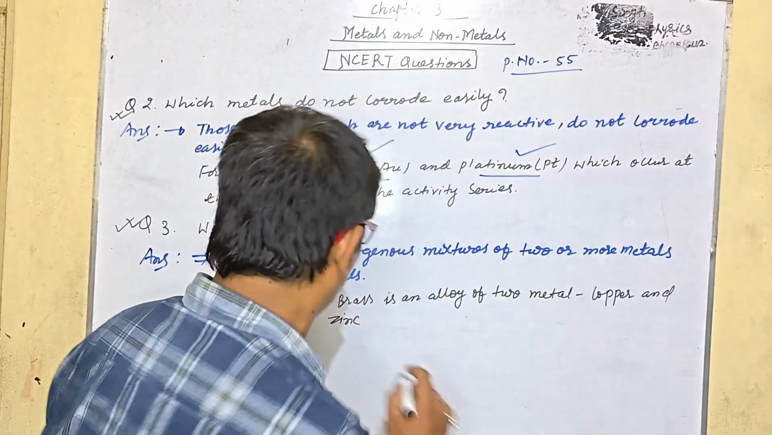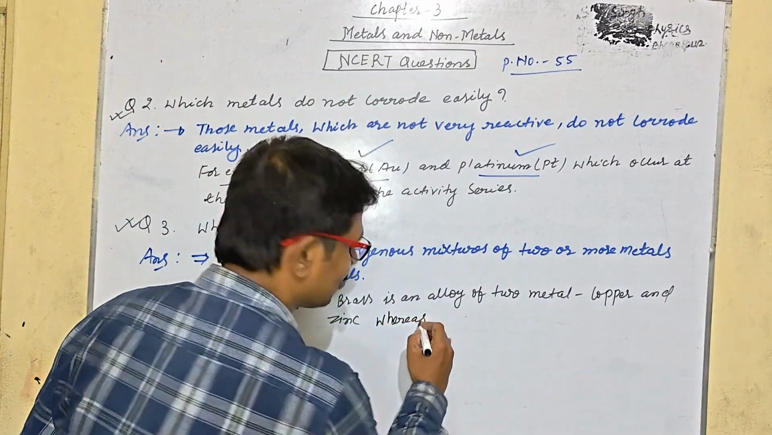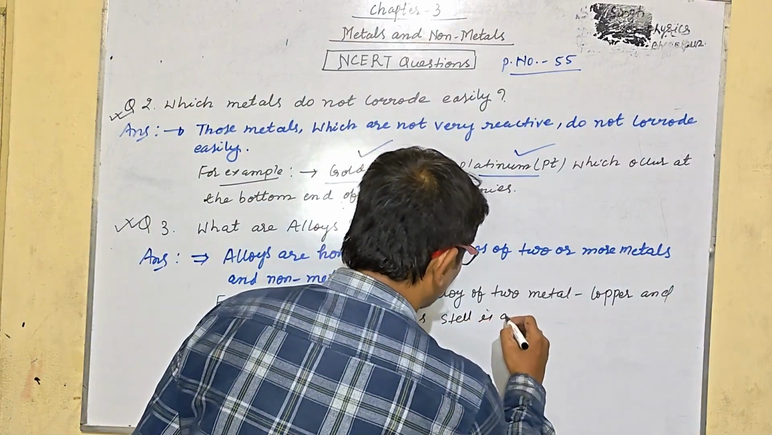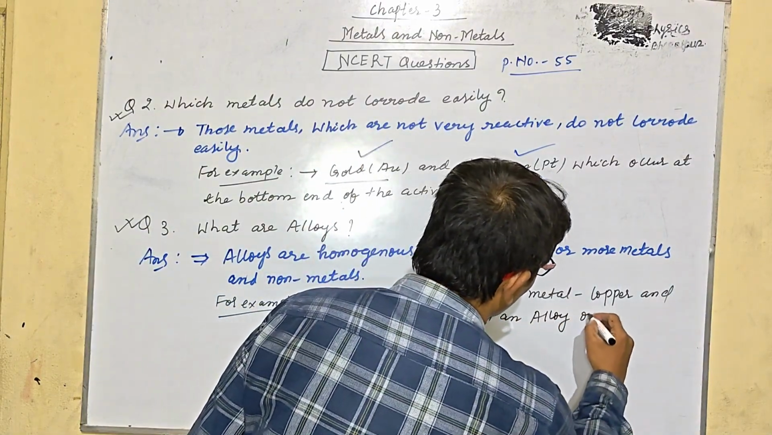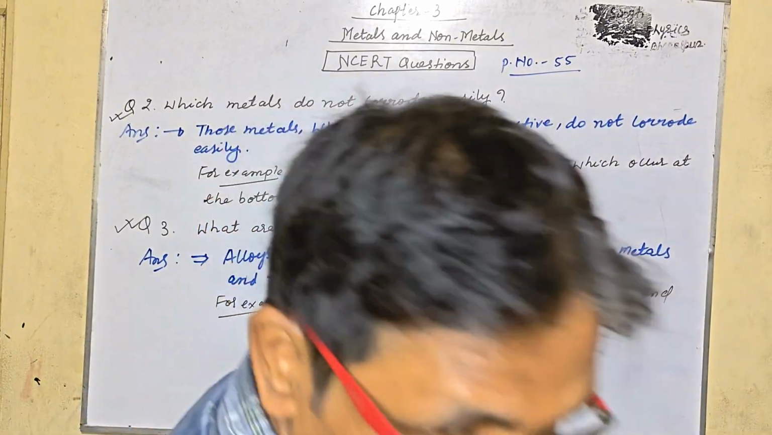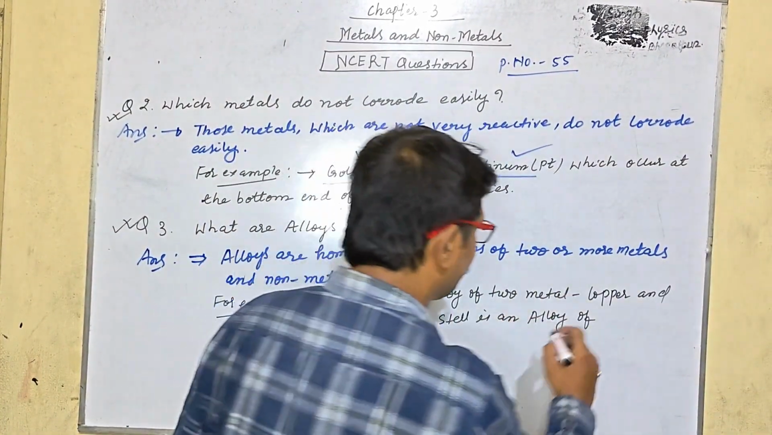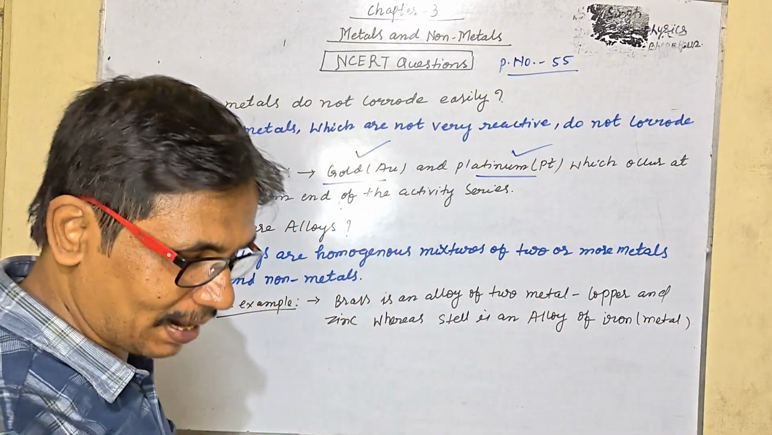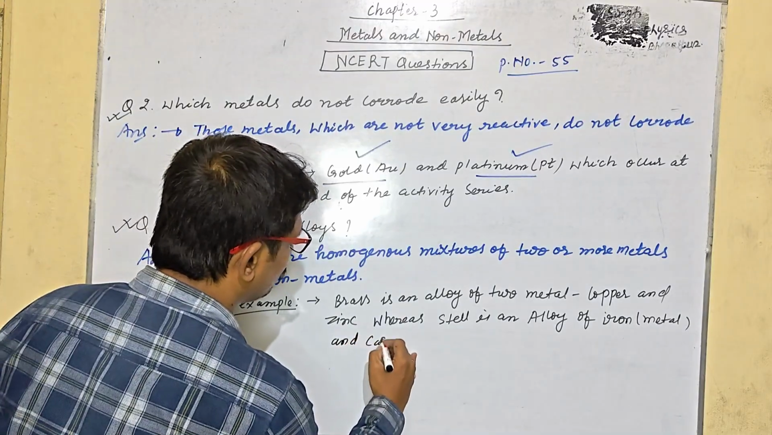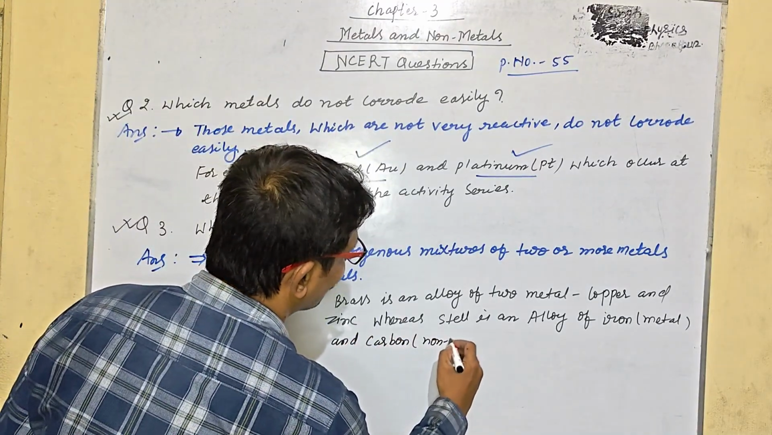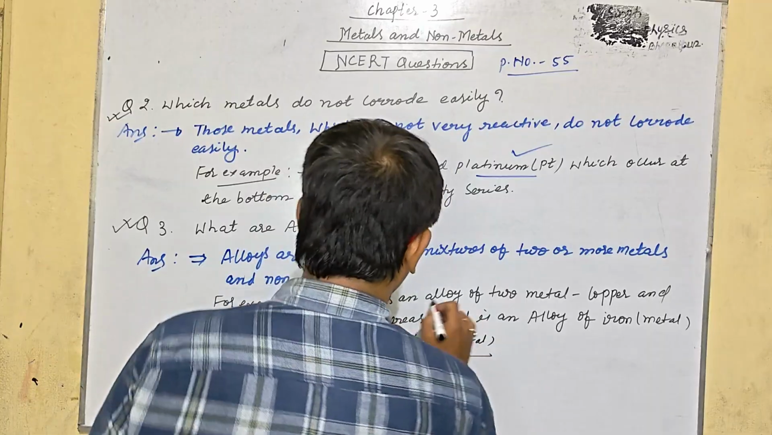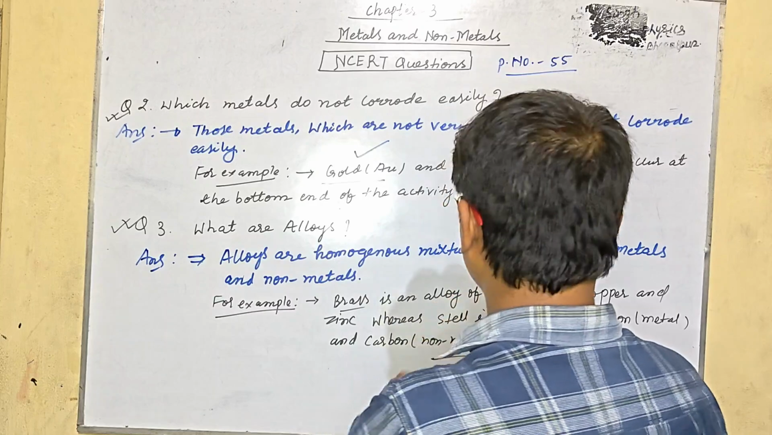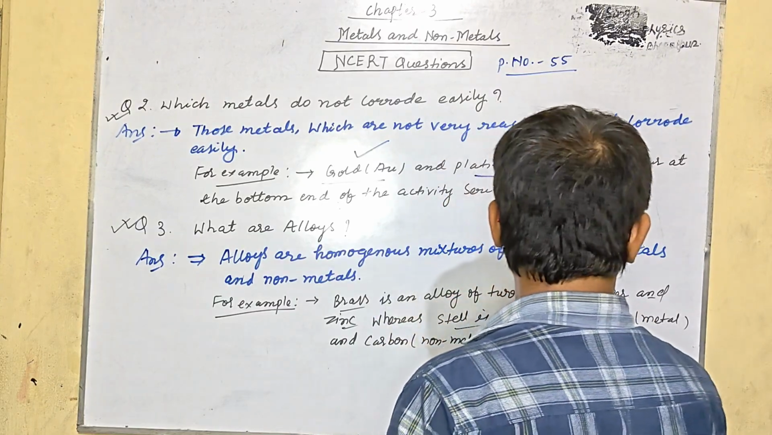Whereas steel is an alloy of iron, a metal, and carbon, a non-metal. So my dear student, it is quite clear that brass is an alloy of two metals, copper and zinc, whereas steel is an alloy of iron and carbon.